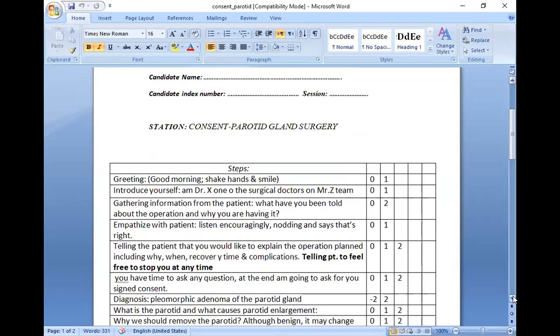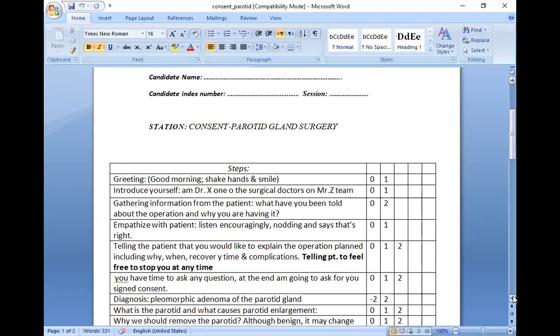Good morning, shake hands and smile. Introduce himself, another degree. Gathering information from the patient. What have you been told about the operation? In any consent, you have to know what the patient knows about his disease and about the surgery. First, to assess his knowledge, then you can fill the gaps, okay? During this, you have to show empathy with the patient, show feelings, listen very cautiously, very concentrating.